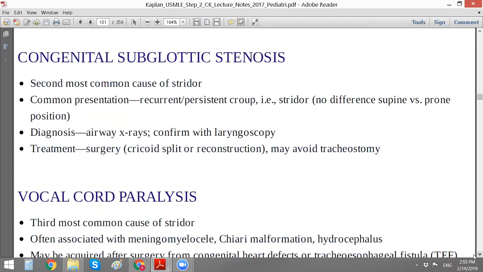Congenital subglottic stenosis is second most common, and this is recurrent or persistent stridor. If we want to distinguish between congenital subglottic stenosis and laryngomalacia, there is no difference in the stridor between the supine and prone position. While laryngomalacia was supraglottic, and there was a difference; the stridor was less during the prone position. Diagnosis: airway X-ray, confirmed with laryngoscopy. Treatment is surgery: cricoid split or reconstruction surgery.